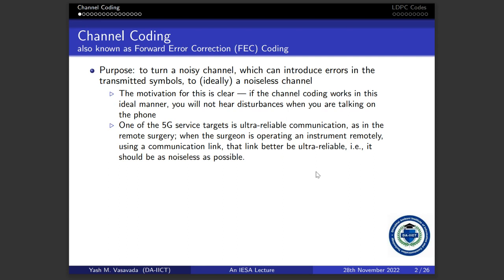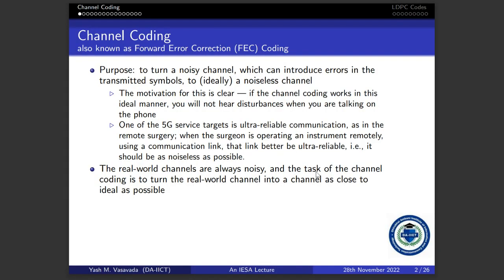And more importantly, for 5G and beyond, as we said, one target is ultra reliable communication where, for example, if you take the application of remote surgery, there the link better be very, very, very error proof, right? Although the actual communication link will be introducing the noise, the bits that ultimately get transferred should be received nearly perfectly.